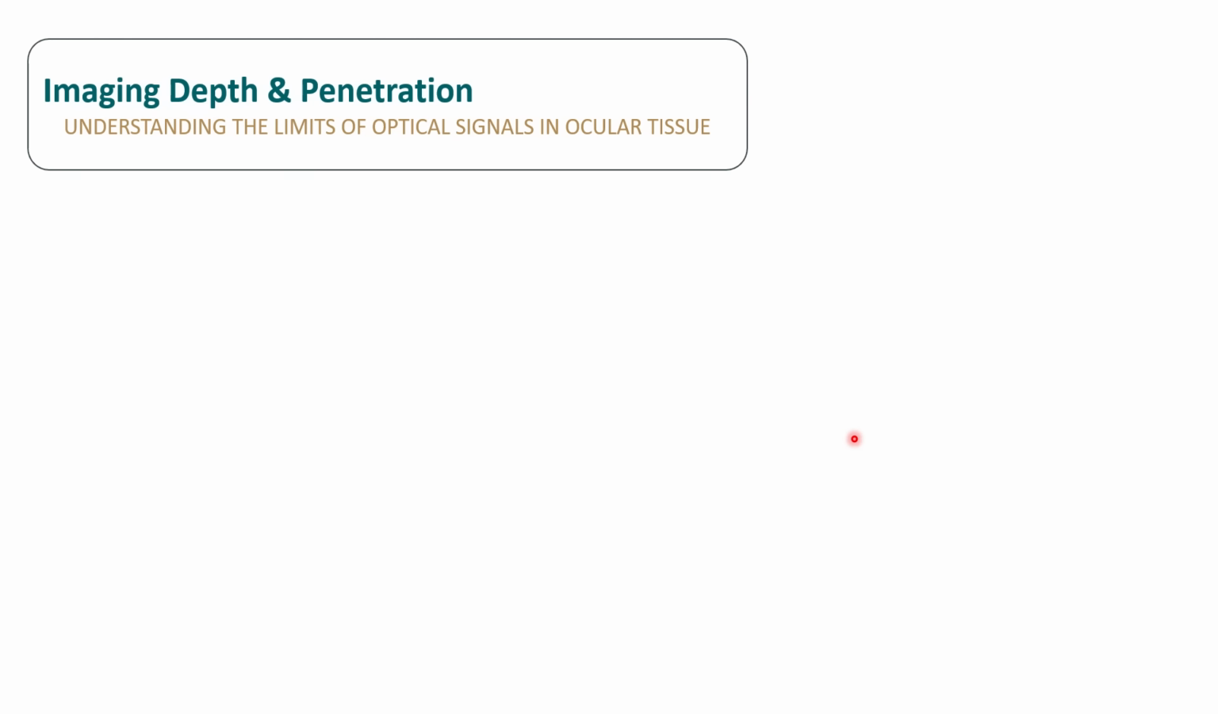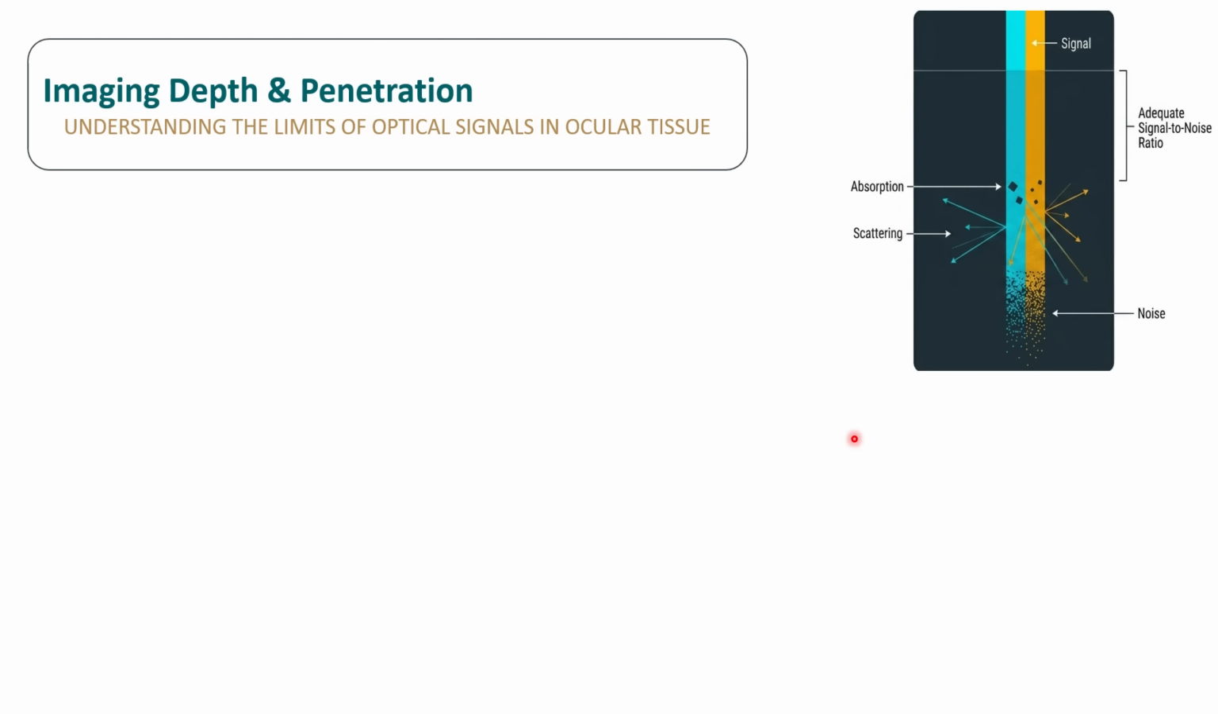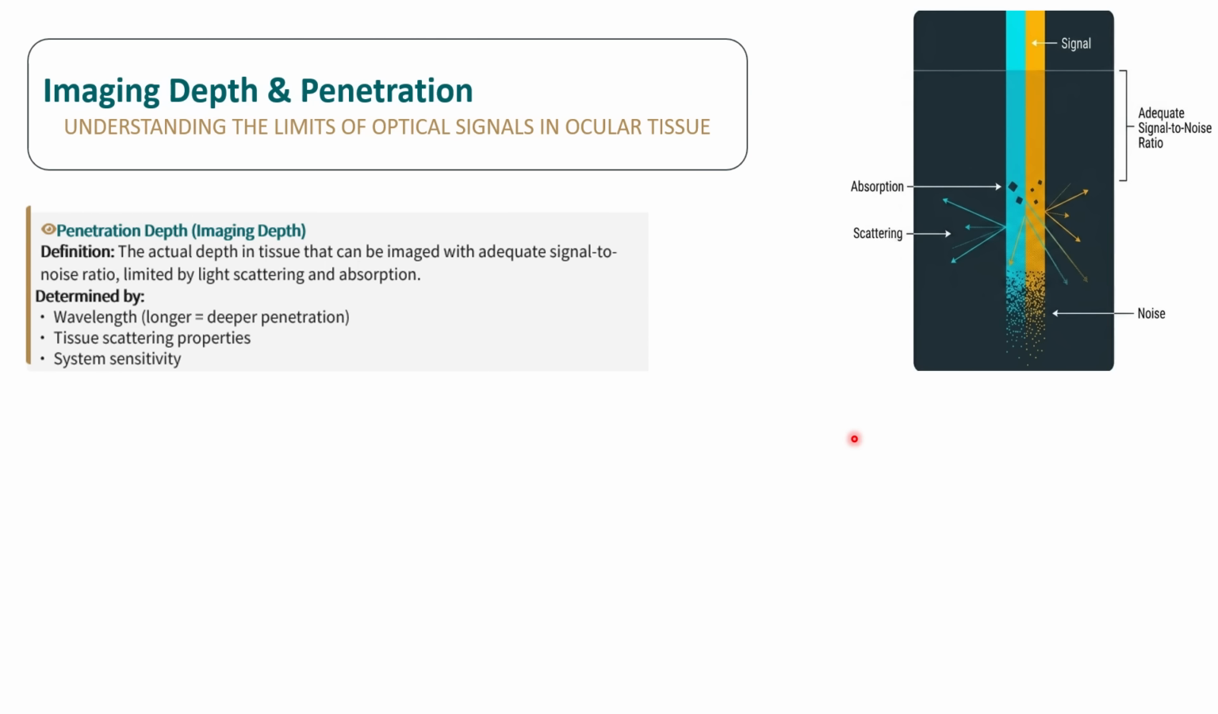Now we come to another important, third variable in understanding the basic principles of OCT, apart from the axial and lateral resolution: the tissue penetration or image depth. This is very important in selecting which wavelength you will use for a given structure. For example, if you want to image the ciliary body or scleral spur, you have to use a wavelength that provides good penetration for the structure. Penetration is defined by the actual depth in tissue that can be imaged, and this is limited by light scattering and absorption.